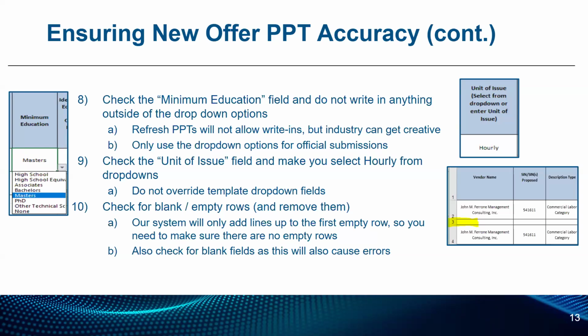Check the unit of issue field and make sure you select hourly from the drop down, unless it's not an hourly rate. If it's a fixed price service, then don't select hourly. But when we're talking about labor categories, select hourly. Don't override the template drop downs. Check for any blank or empty rows. Whenever we're publishing to Calc Plus, it'll stop at that first blank row. So make sure that you fill out each row. Don't leave any blanks. It causes errors for us.